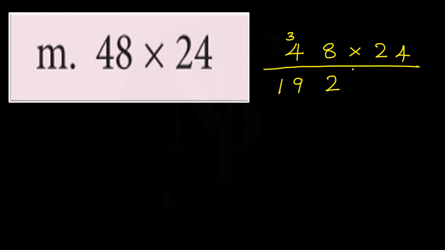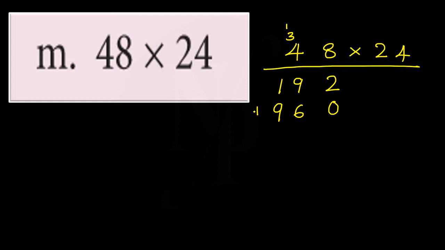Next we will multiply 48 by 2. But just before that we should put a 0 in one's place of this product. So now 2 8s are 16. So we write 6 here. And 1 is carried forward. And 2 4s are 8. 8 plus 1 is 9.